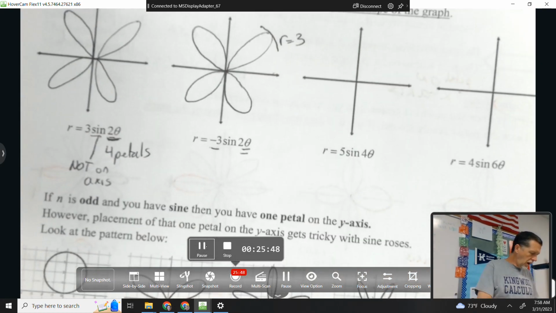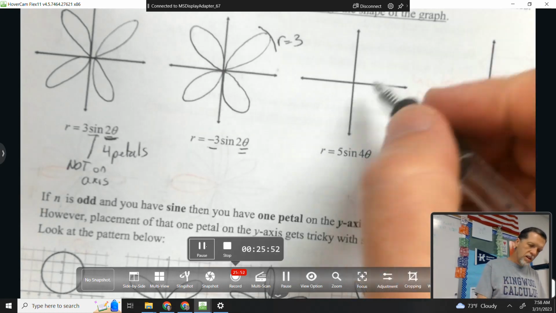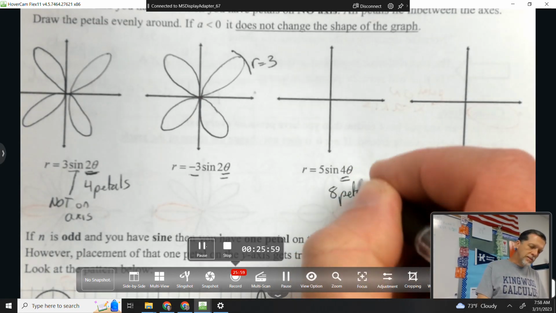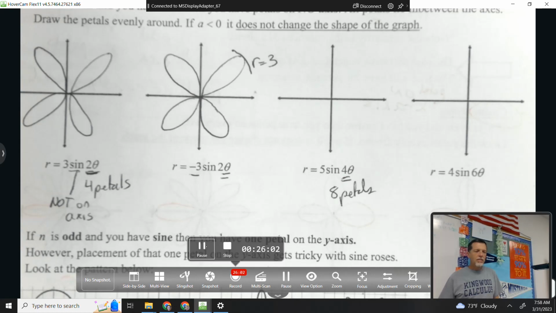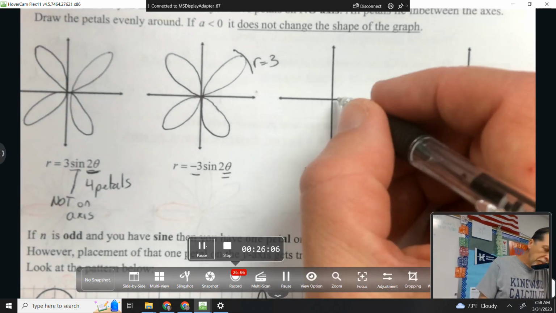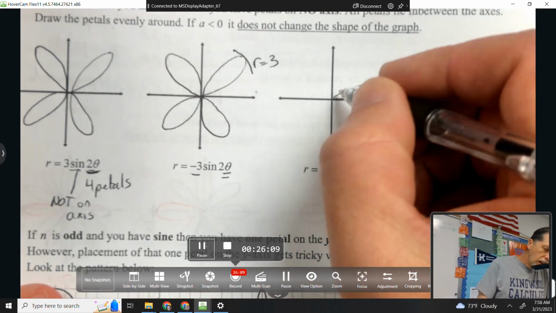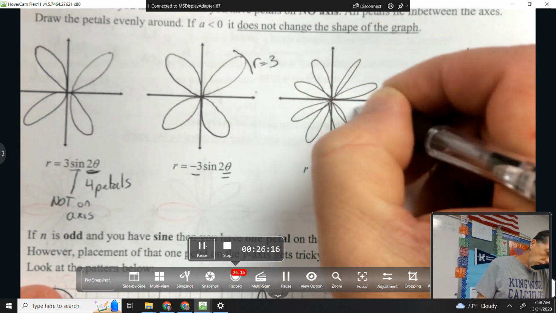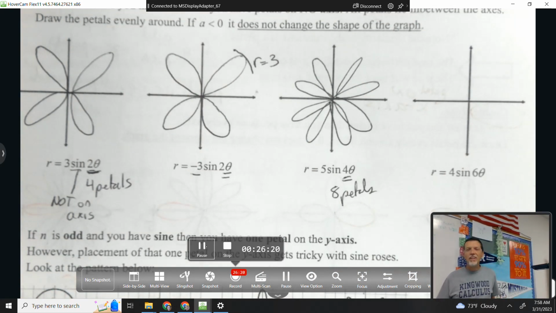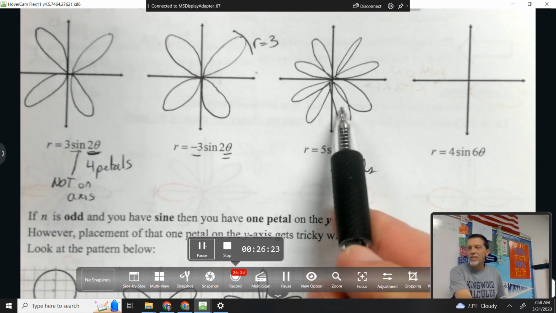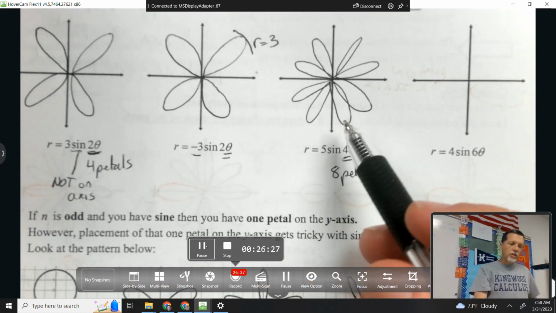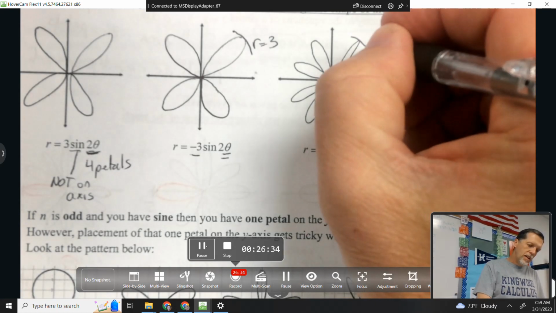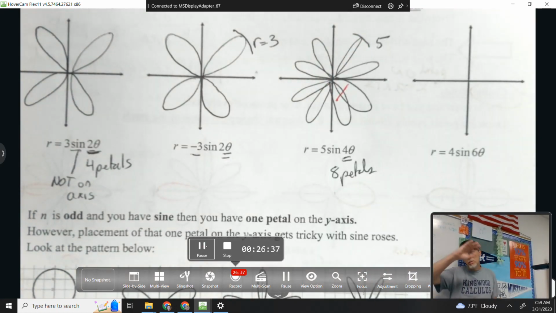How many petals on the next one? 8 petals. Equally spaced, avoiding the axes. So I guess that's just 2 per quadrant. Ooh, that wasn't my best effort there. By the way, the petals should not overlap like that. That's a mistake on my part. They should be tangent to each other, right up next to each other, but not overlapping like that. So that's not exactly right. And that radius is 5, so we can put a little marker out there to indicate that those are 5 long.